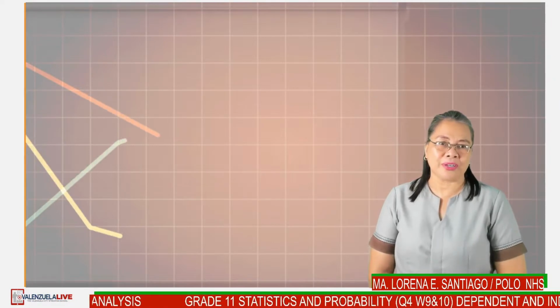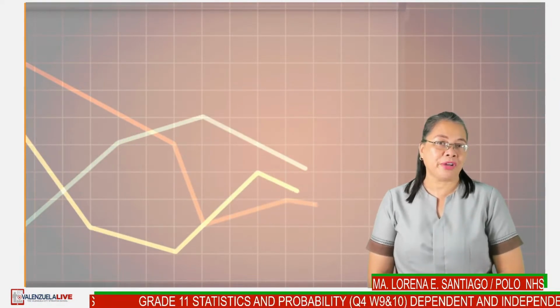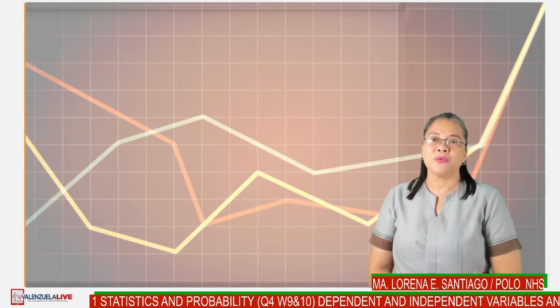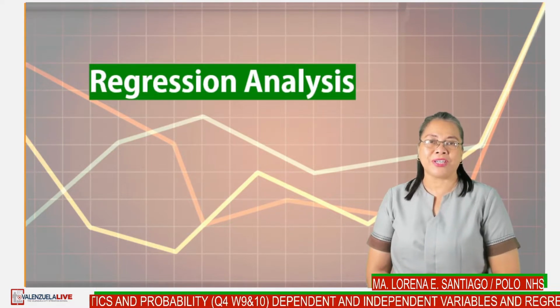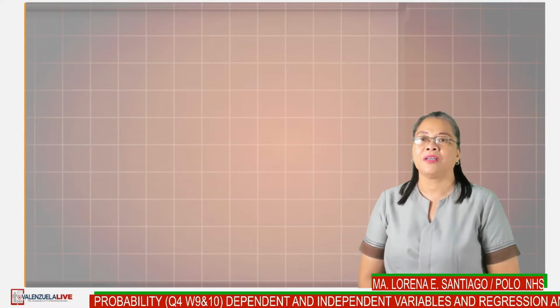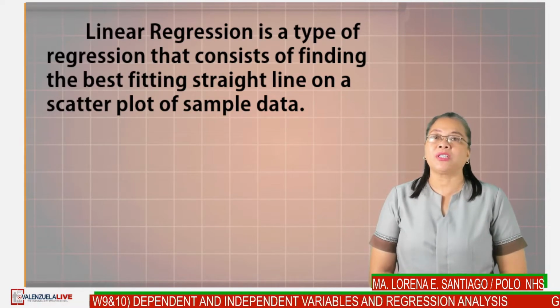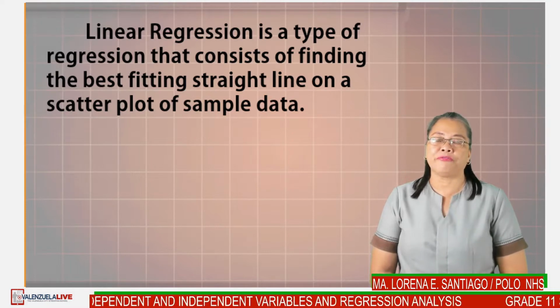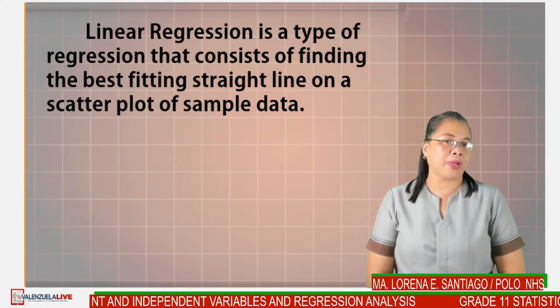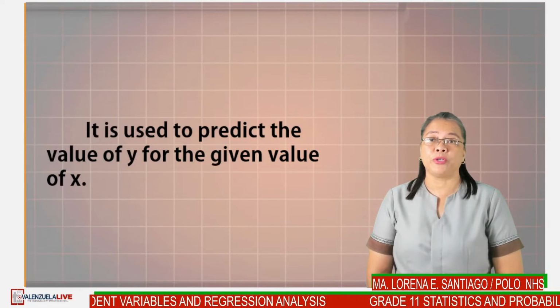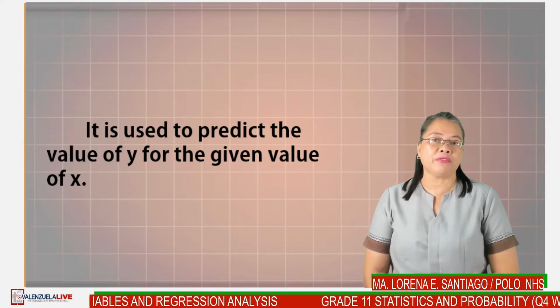What is your score? Did you receive a 5 out of 5? So you are now ready for the next discussion, which is about regression analysis. Linear regression is a type of regression that consists of finding the best fitting straight line on a scatter plot of sample data. It is used to predict the value of y for the given value of x.